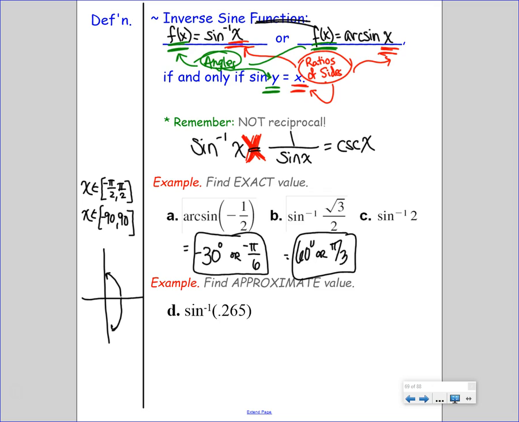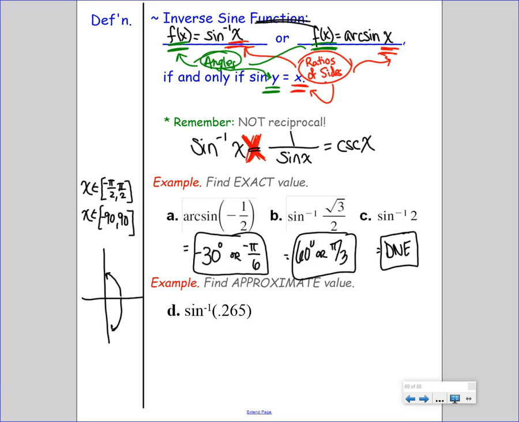Wait, pause. What did we just talk about? It's undefined. It can't be bigger than 1. A ratio can't be bigger than 1. So if you plug it in, we know right now it's going to be error or DNE or does not exist. Or none. I don't care. None, DNE, or undefined. All of them are fine.